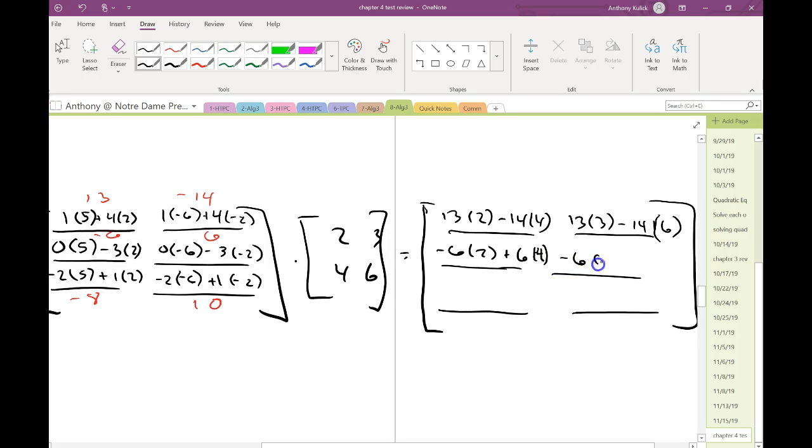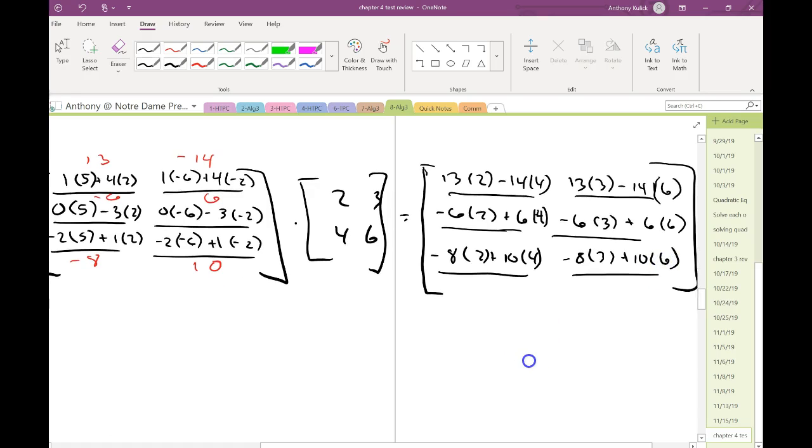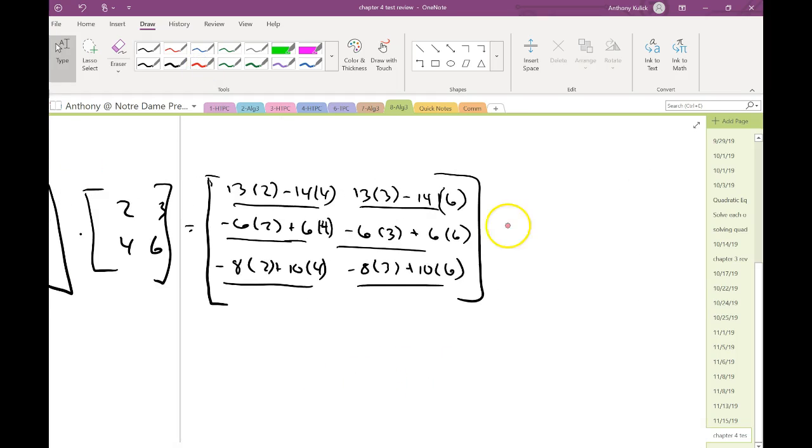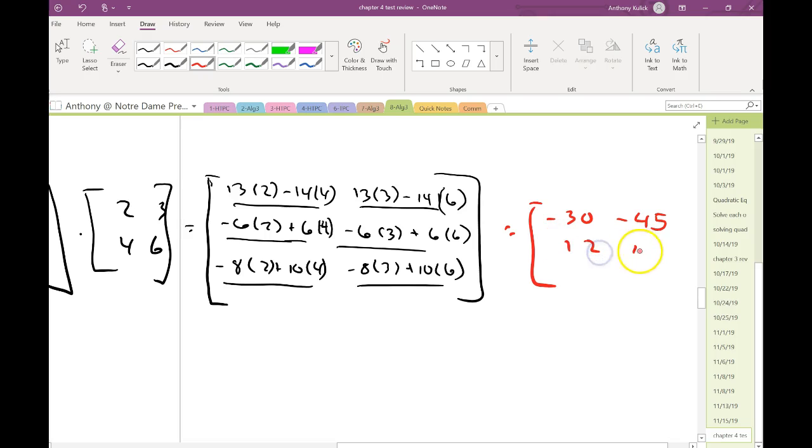I forgot where I was at there for a moment. And then we'll do row 3 times column 1. And then row 3 times column 2. So when I simplify that out, I'm going to get negative 30, negative 45, 12, 18, 24, 36.